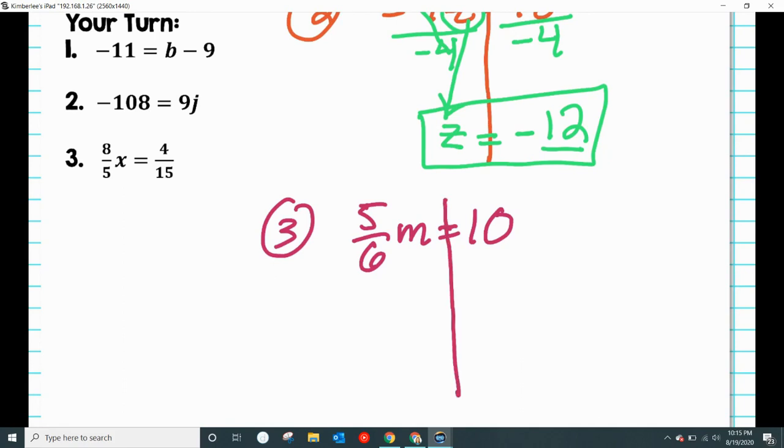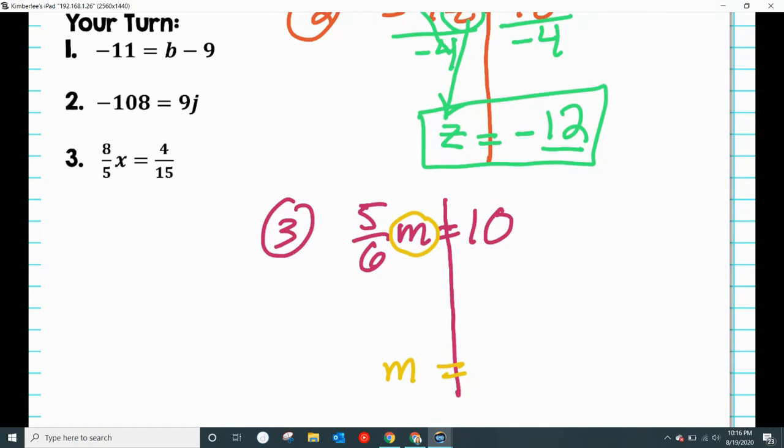Always draw that big line down the center, because that tells me that whatever I do to one side of that line, I have to do to the other side. So let's find our variable m. M is right here. I want m by itself. I want my final answer to say m equals all by itself.